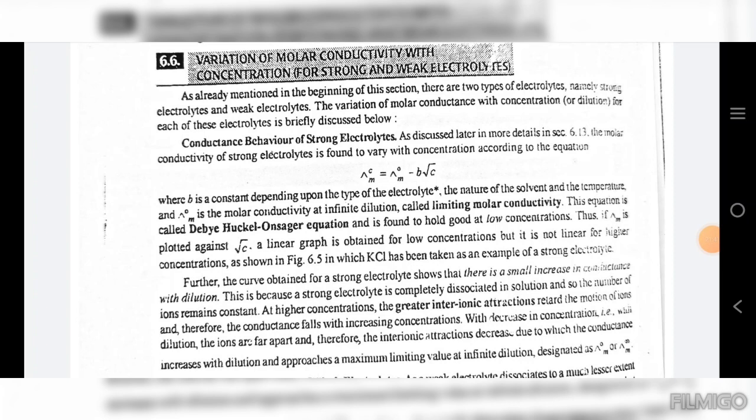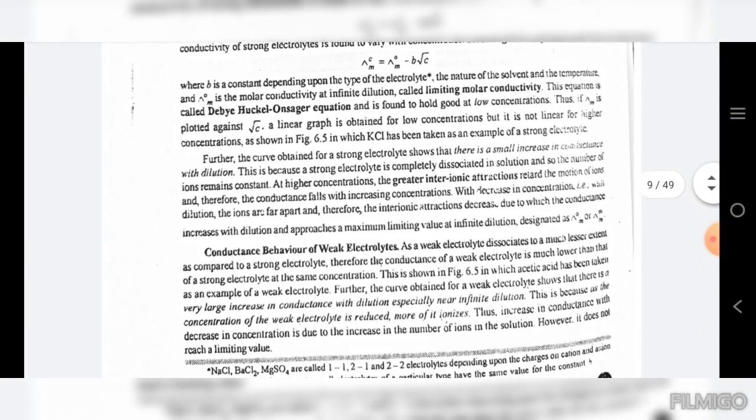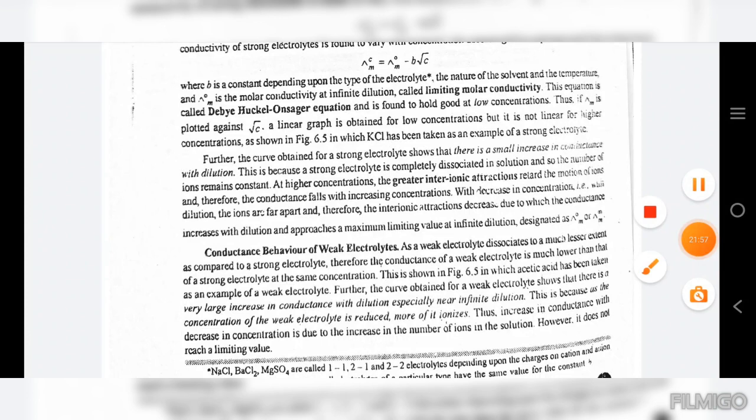Conductance behavior of strong electrolytes, as discussed later in more detail in section 6.13. The molar conductivity of strong electrolytes is found to vary with concentration according to the equation, where B is a constant depending upon the type of the electrolyte, the nature of the solvent, and the temperature, and the limiting term is the molar conductivity at infinite dilution, called limiting molar conductivity. This equation is called the Debye-Hückel-Onsager equation and is found to hold good at low concentrations.